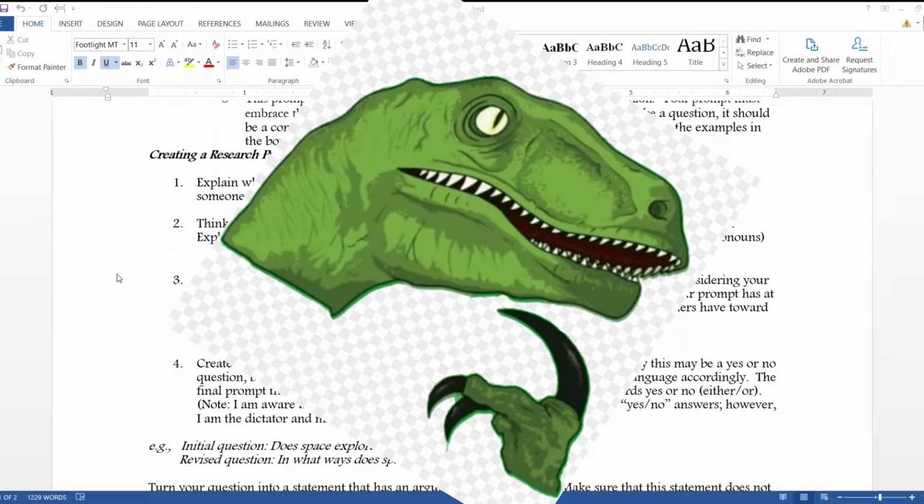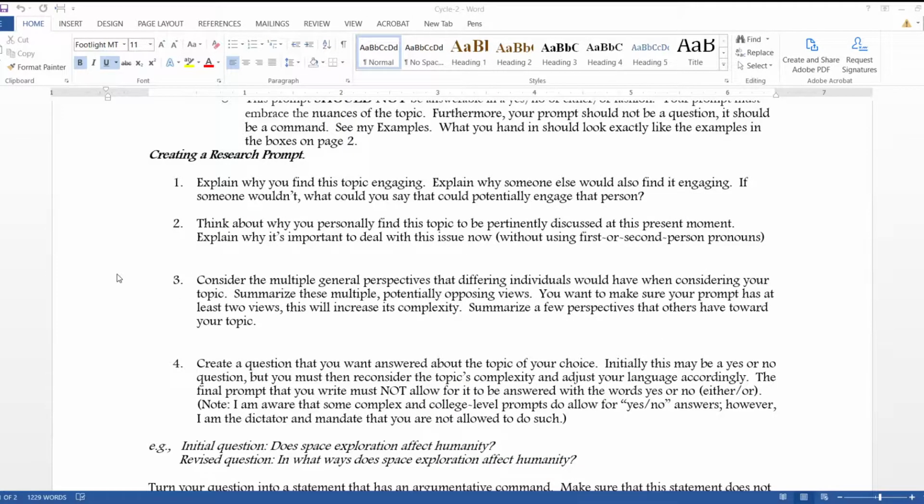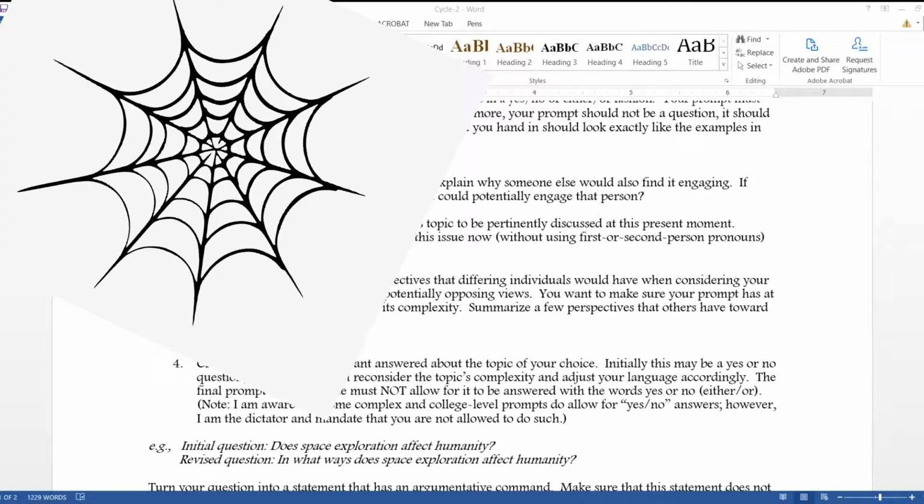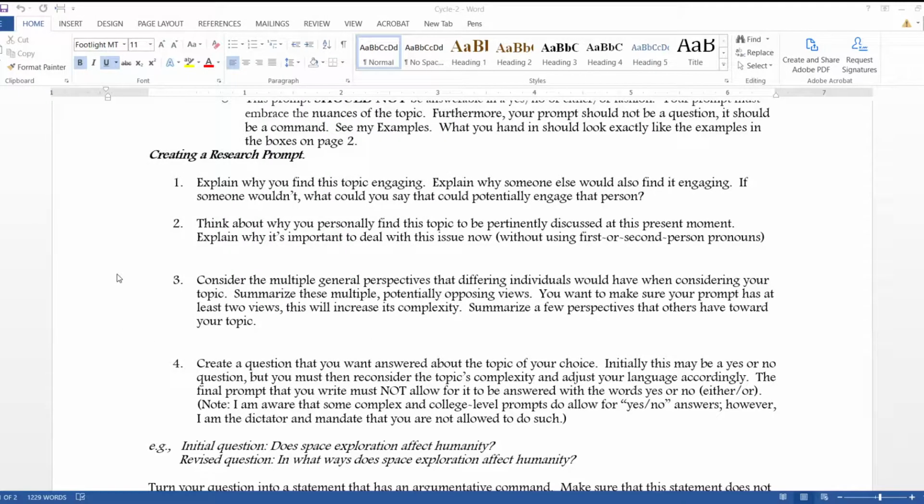Thousands of years ago, when the classical argument model was created, essentially, there were 6 steps. And the first 3 steps work out perfectly for an intro paragraph. And the first step is called the web. And the web is meant to engage a reader. So you'll notice that step 1 for you is to explain why you found the topic engaging. And then it says explain why somebody else would find the topic engaging.